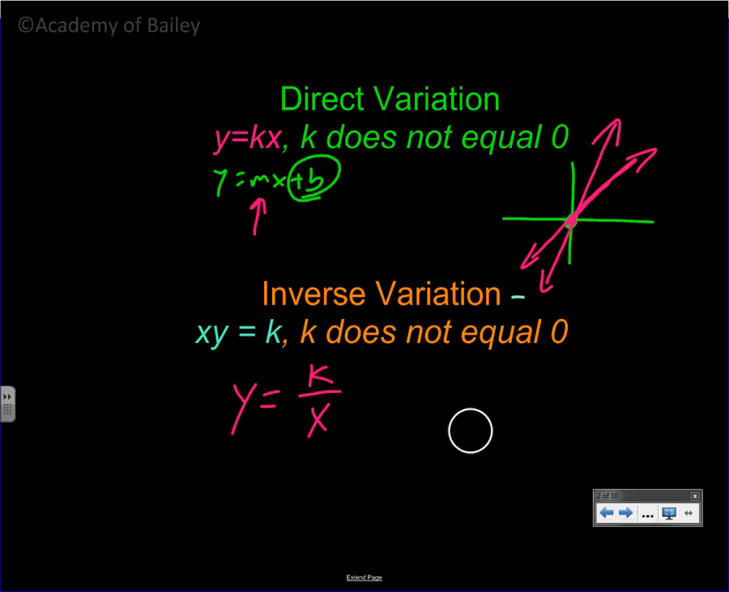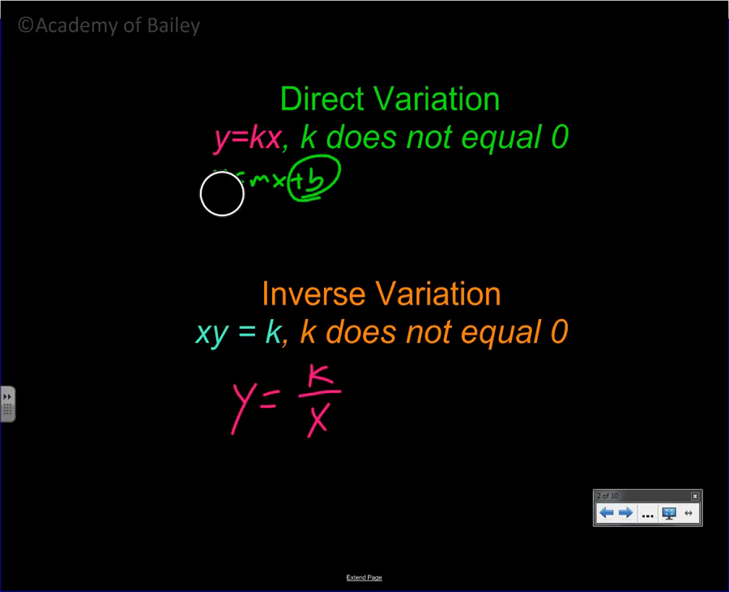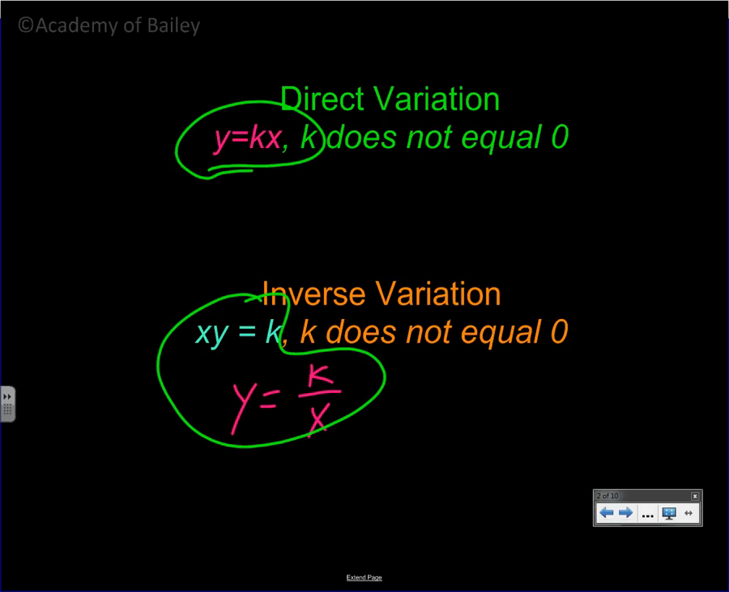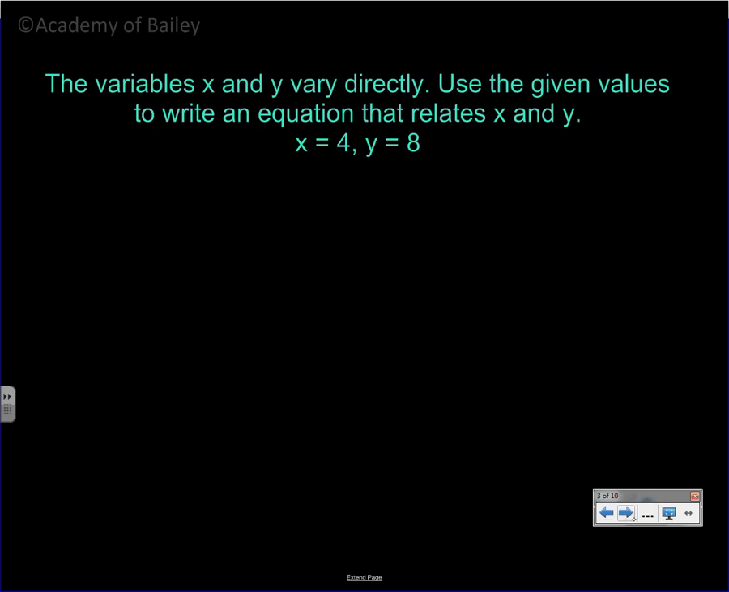So let's move on to some types of problems that you'll be working with, some things you'll be asked to do when dealing with direct and inverse variation. First off, you've got to remember these formulas. And then from there, everything should be easy. It's just substitution and solving. Let's look at this first example.